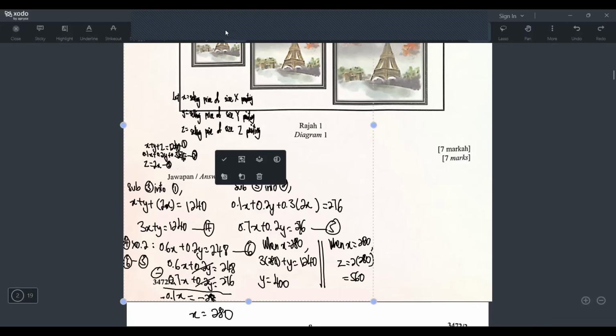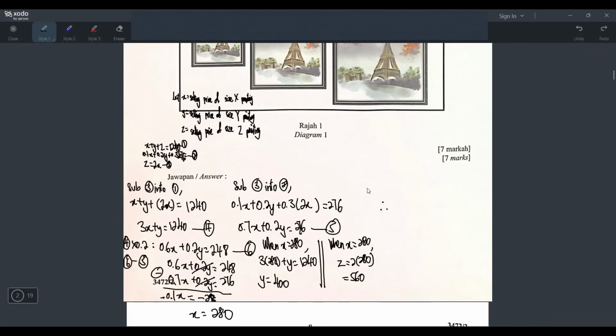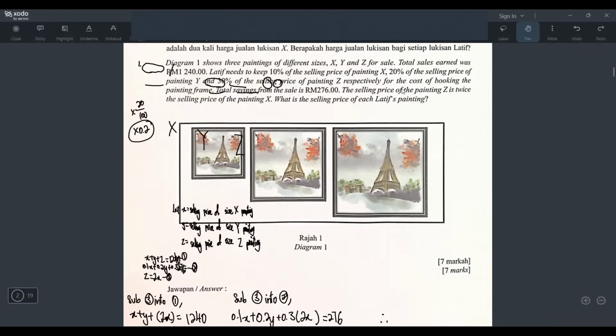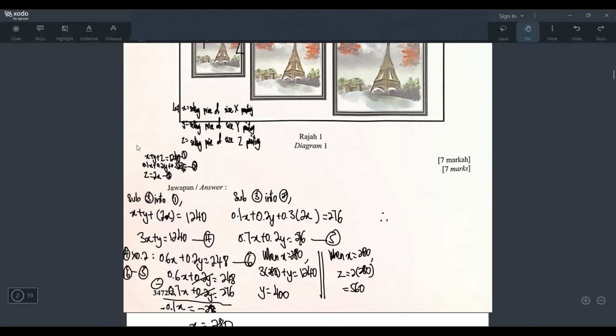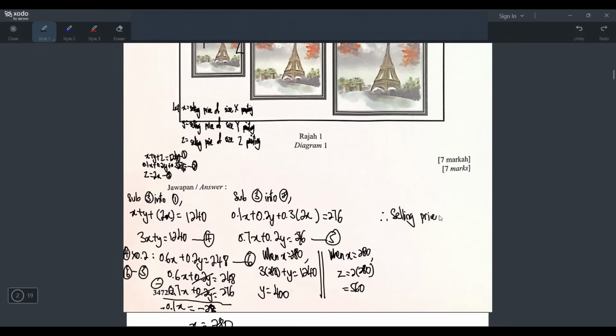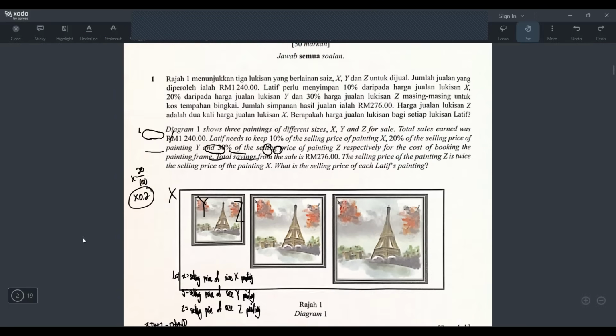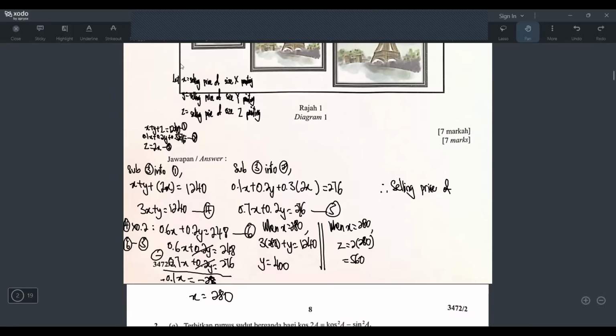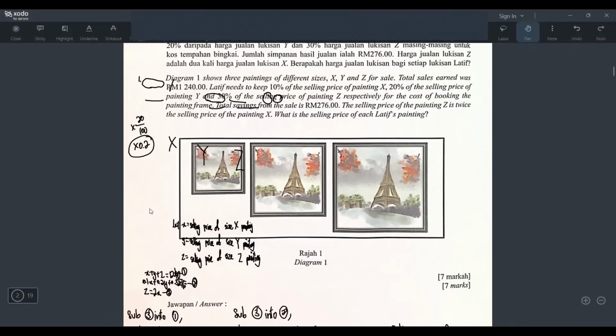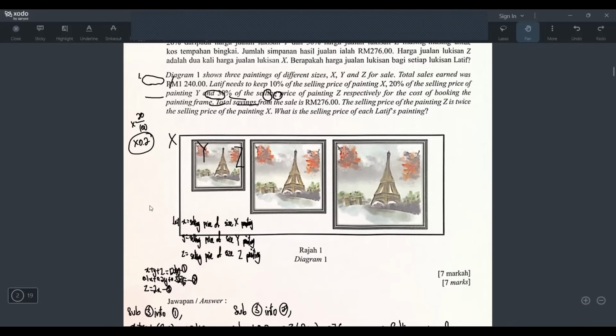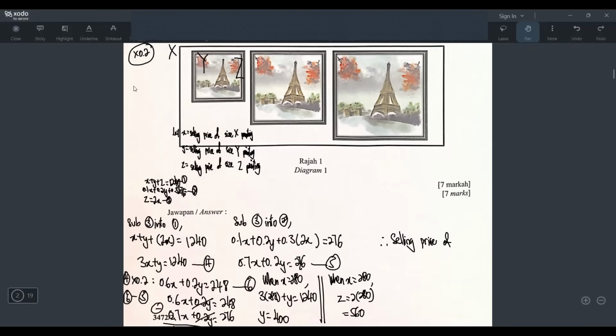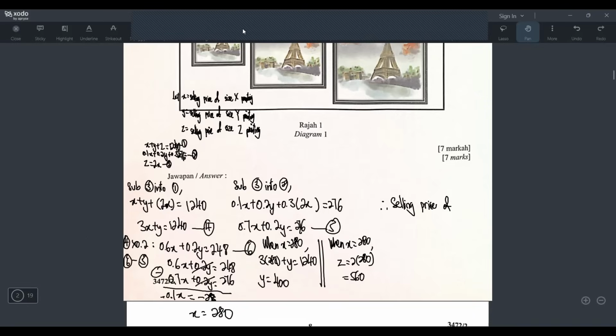We have to write the final answer, right? So what we have to write here? Dot dot dot. So do you remember the last baris asked you to find selling price of each lattice painting? So I'm gonna write what? What I have to write here? Selling price. Selling price of different size X, Y, and Z. Selling price of each painting. I think you can just write X, Y, Z lah, but I don't know.